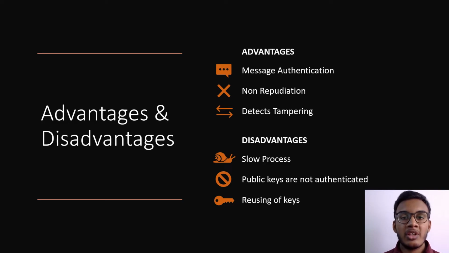Advantages of asymmetric key technique. Message authentication. It provides the information of the sender and the receiver. Non-repudiation. It shows the evidence of the message, like it shows the IP address of the sender or the receiver. It also gives the integrity of the message. That means it tells whether the data that we receive is tampered or not.